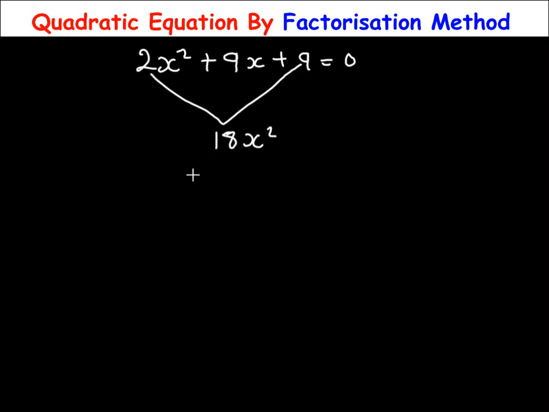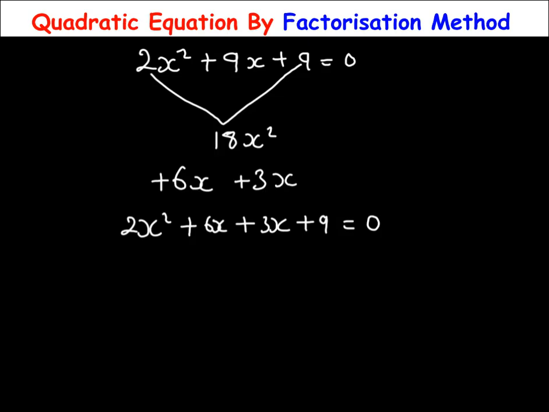So thinking of it, if we have 6x and 3x, so let's say plus 6x and plus 3x. Now plus 6x and plus 3x, if we add it, you will get 9x, okay? And if you multiply plus 6x times plus 3x, we get 18x squared. So in place of 9x, I will write down plus 6x and plus 3x. So 2x squared, okay, plus 6x plus 3x plus 9 is equal to 0.